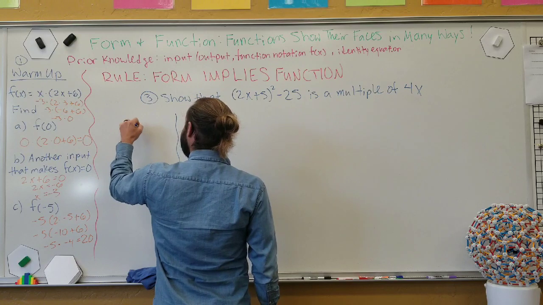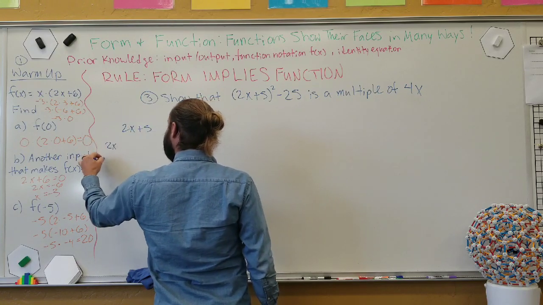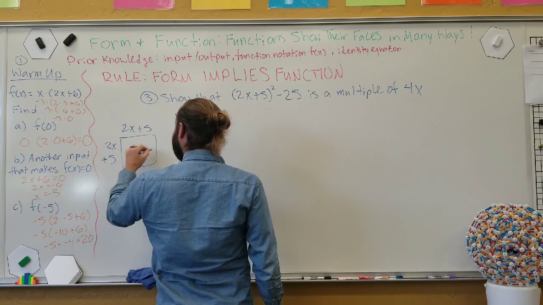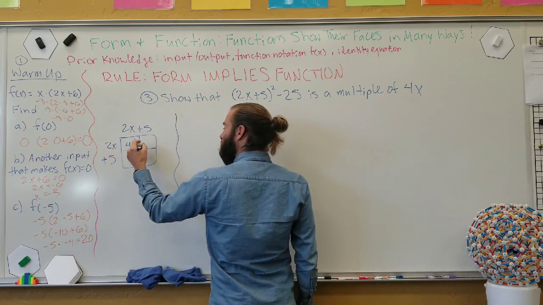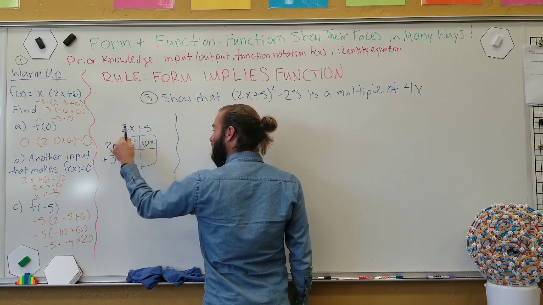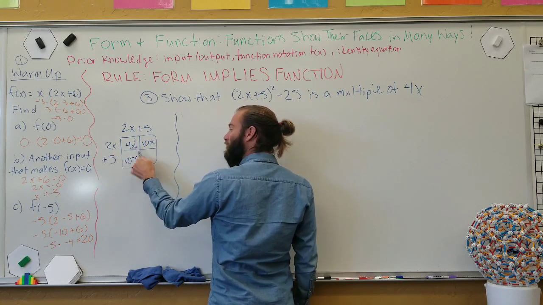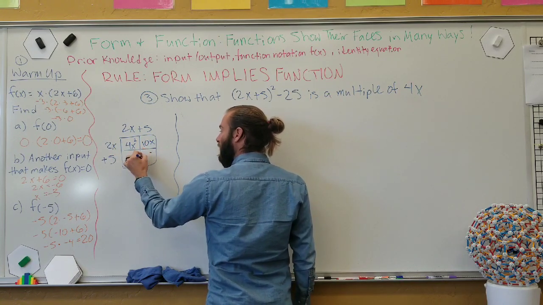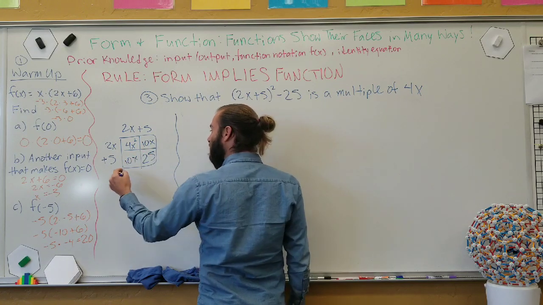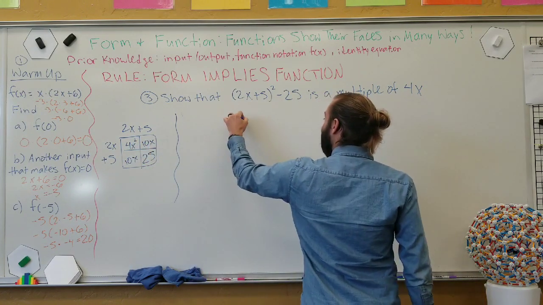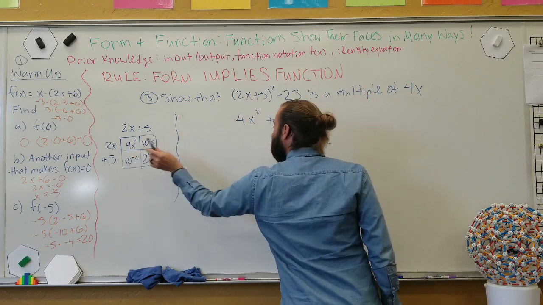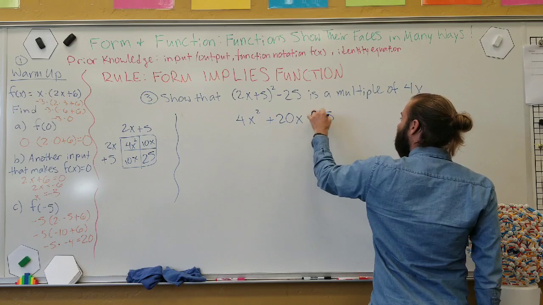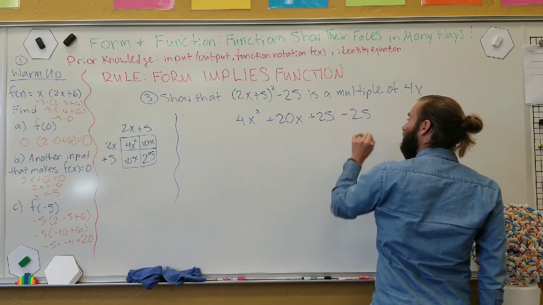2x plus 5 times 2x plus 5 is going to be 4x squared. 2x times 5 is 10x, and 5 times 2x is another 10x. Again, we know these have to be the same, and 5 times 5 is 25. So if I add all that together, I get 4x squared plus 20x, right? 10x plus 10x plus 25, but then I have that minus 25 there.